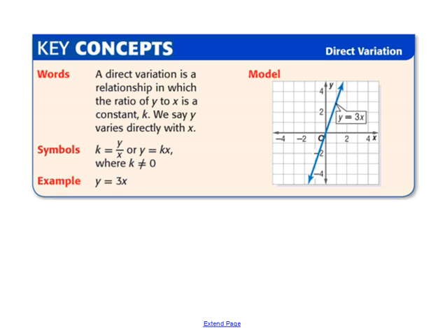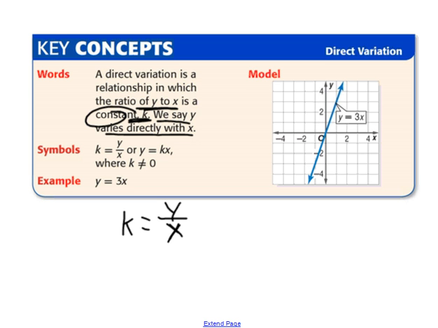All right, here's a key concept review. A direct variation is a relationship in which the ratio of y to x is a constant, and we name that constant k. We say y varies directly with x. So our constant k is y divided by x, and it needs to be the same for all of the ordered pairs that come from the line.